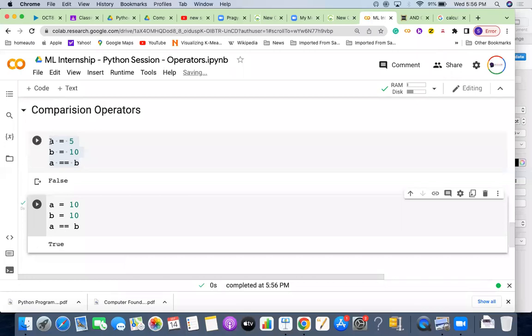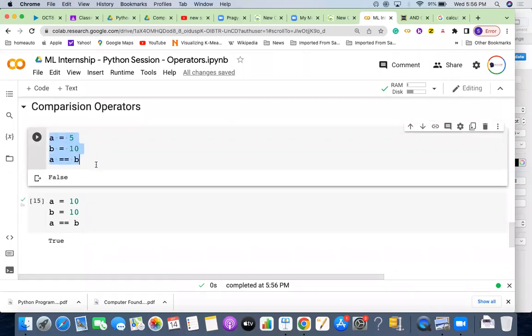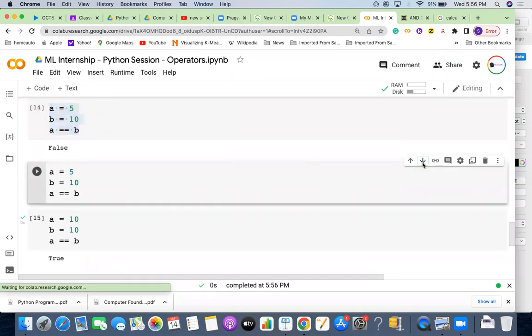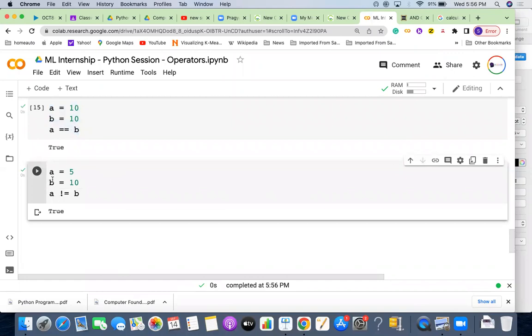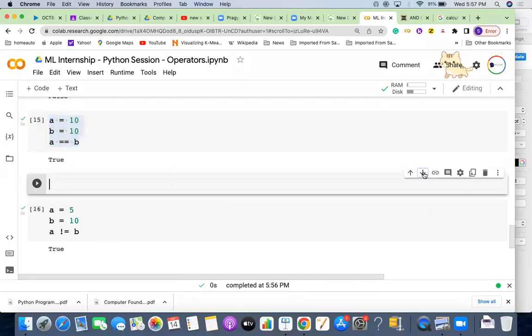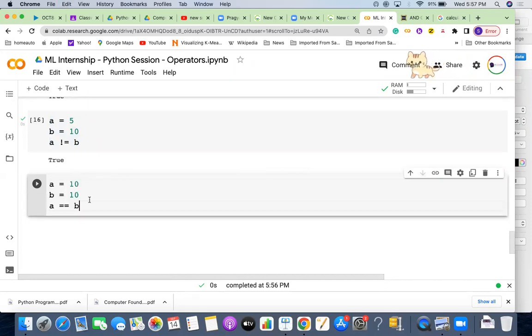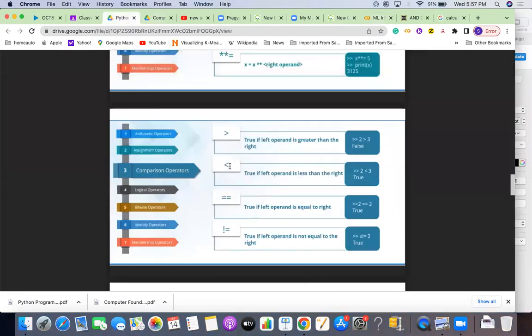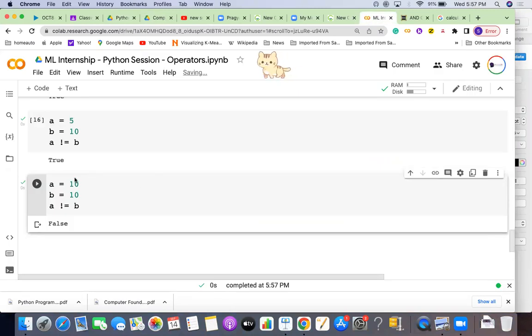Now in this case, not equal to will give true, because they are not equal. But in this case, not equal to will give false because they are equal. It's fine. So not equal to, and greater than or less than you already know. Let us try that also.